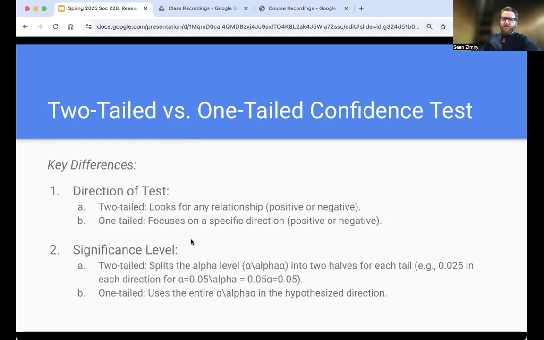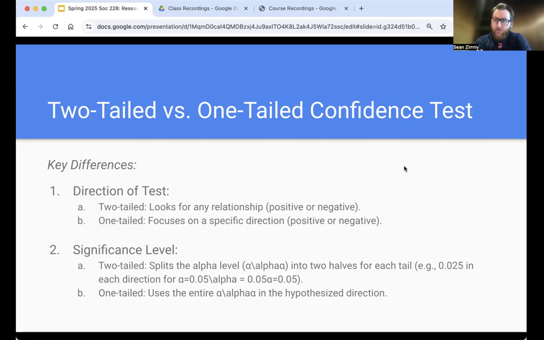But then I also want to talk about the difference between a two-tailed versus a one-tailed correlation confidence test, because we're going to be conducting two-tailed tests. There are more detailed explanations in the notes under the slides that you can reference. When we get into SPSS, you're going to see that we select a two-tailed test. There are two key differences: direction and significance level. I would really just ingrain the direction of the test.